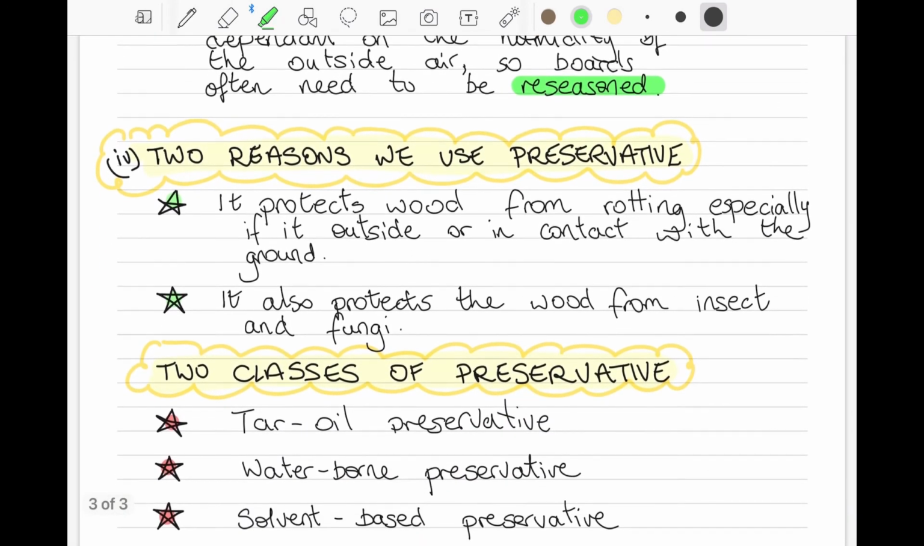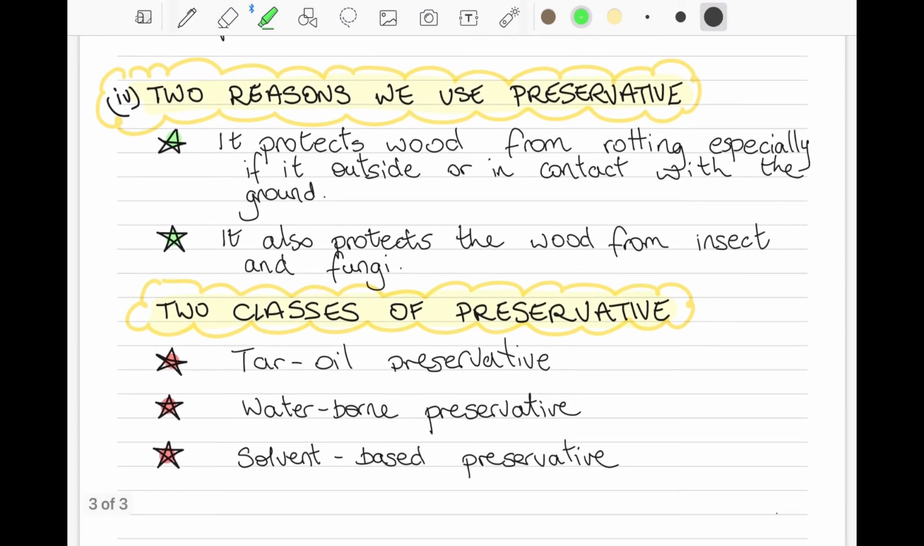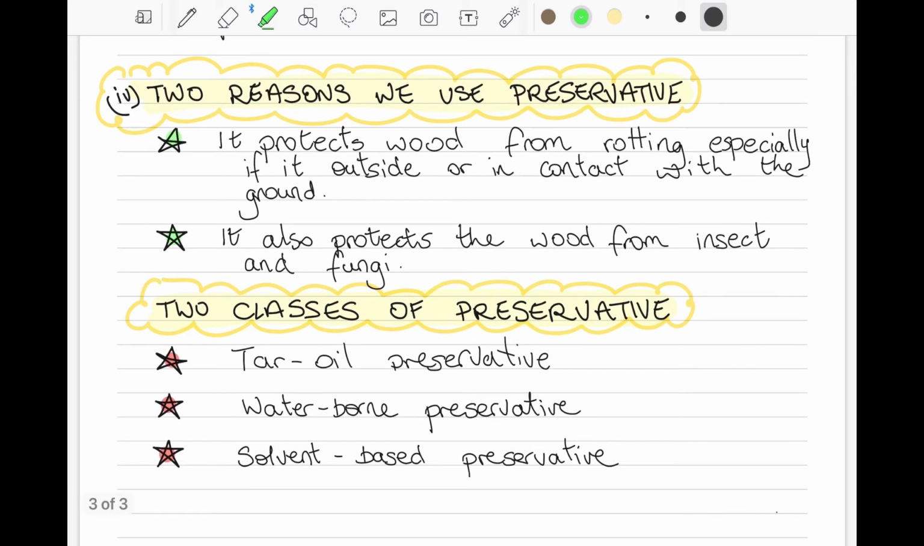Now, part 4 of the question asks us for 2 reasons why we use preservative. So this is slightly different from our seasoning. First of all, what is preservative? Preservative is something you apply to timber in order to protect it and to make it last longer and live longer. And that's what it is.